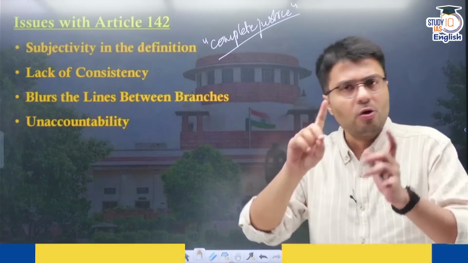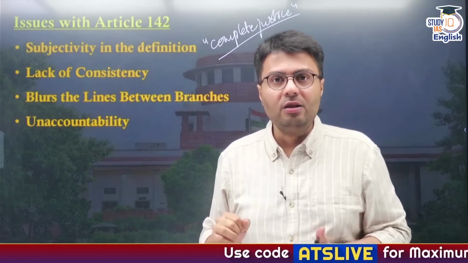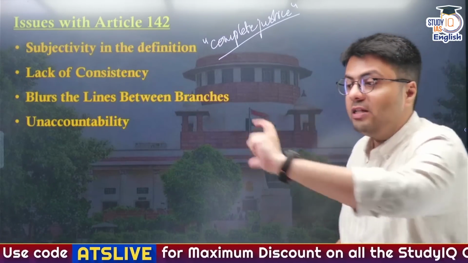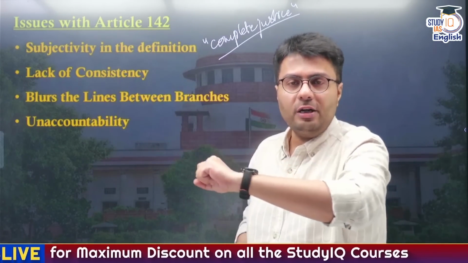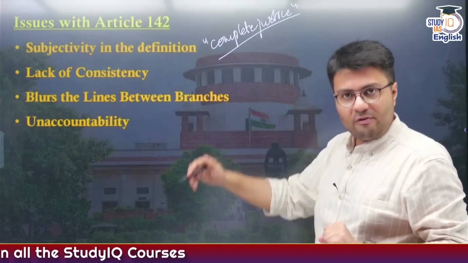Similarly, the Supreme Court does not have just one judge, it has many judges. As many as 31 judges can be there in the Supreme Court. So what about their conceptions of justice? If one judge is hearing a case under Article 142, he can have one concept of justice, whereas another judge can have another concept.